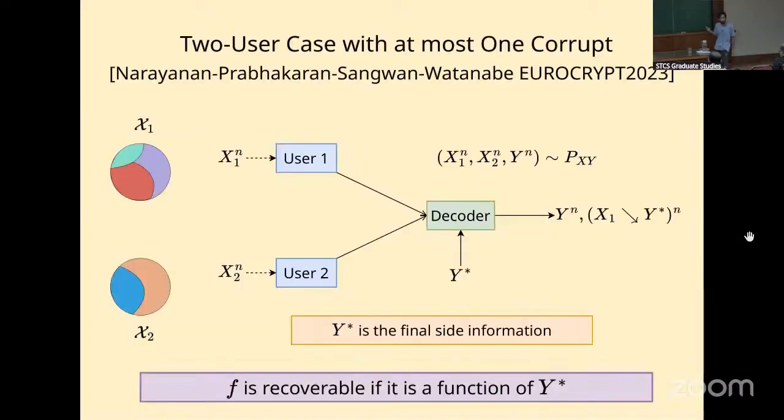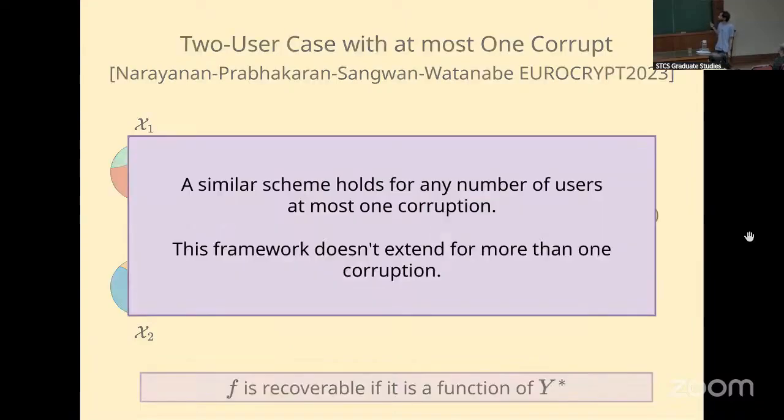Excuse me? Can you repeat why? It stops because the characters on x1 and x2 are finite. So at most, the number of partitions that x1 and x2 can have is the product of the sizes of those alphabets. A similar scheme holds for any number of users.